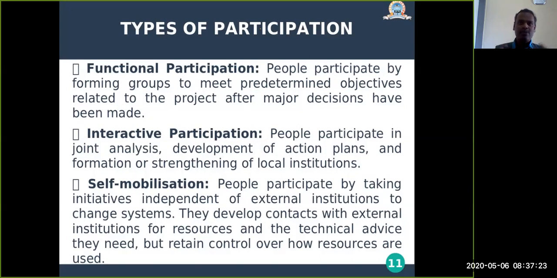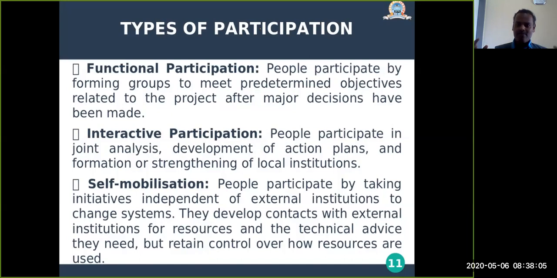This money is supposed to be used for this purpose. Maybe setting up primary health centers, or setting up a hand washing program, something like that. See, the program is this, the resources are this, but you can decide which program you want to do, and you can do analysis jointly with the community and develop action plans and formation and strengthening of your local institutions.